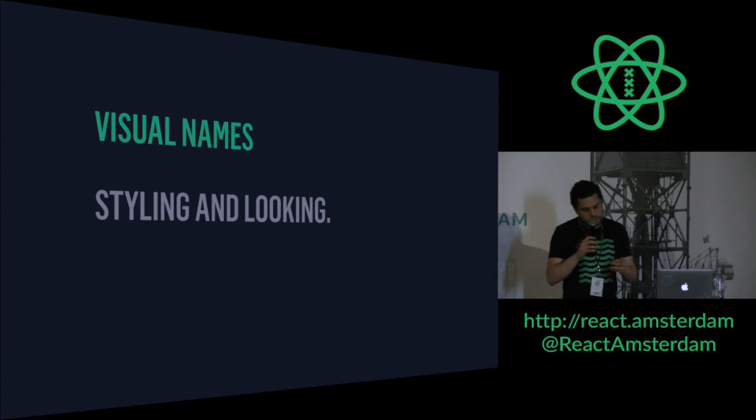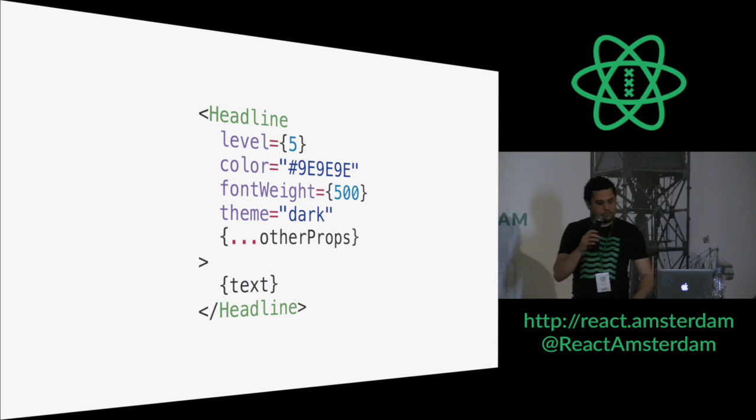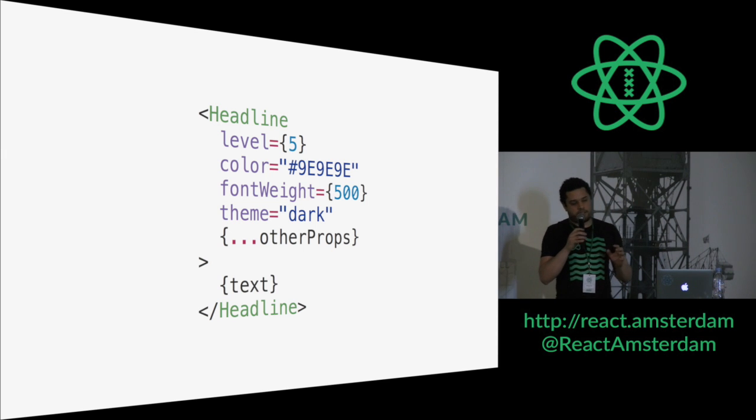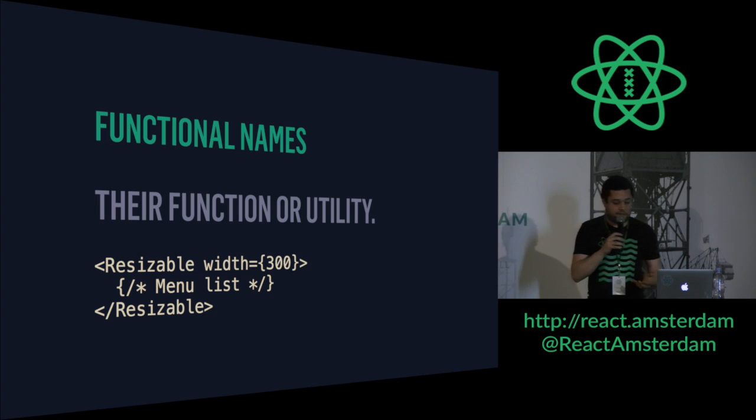The visual names are the easy ones, like presentational. So it's the way they look. Let's say I have my headline components. So only looking at the components, I have a pretty clear idea how this is going to look like without checking the stylings.